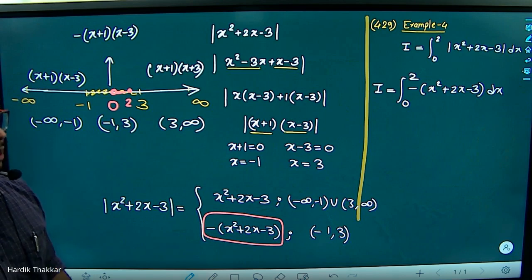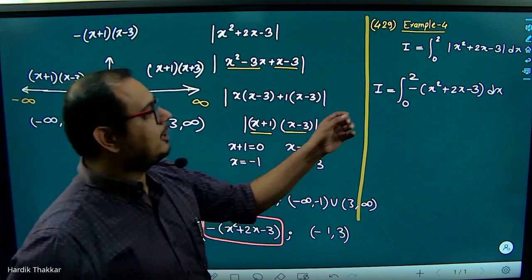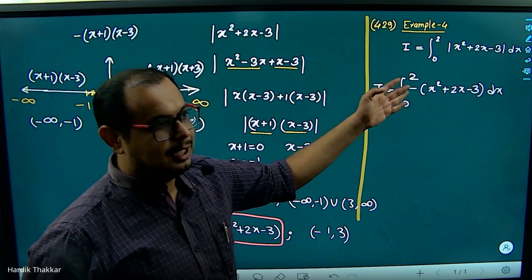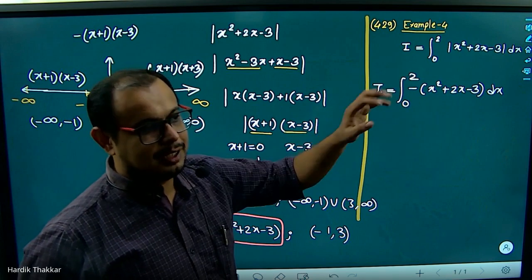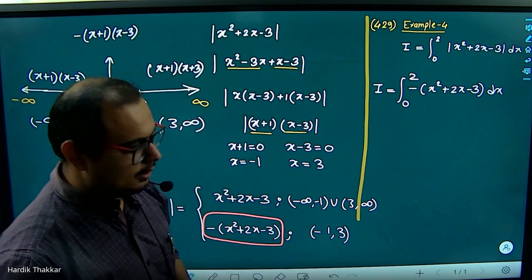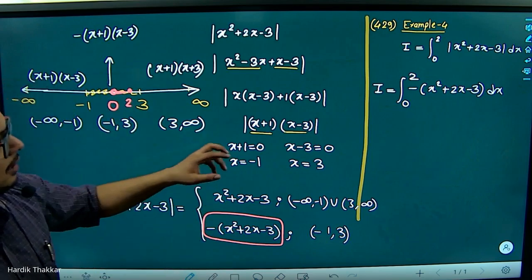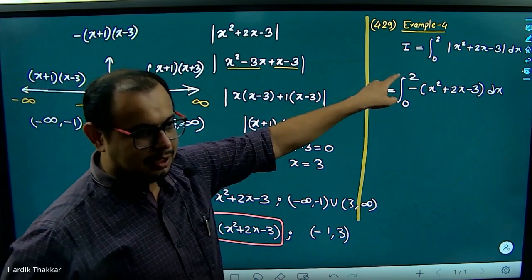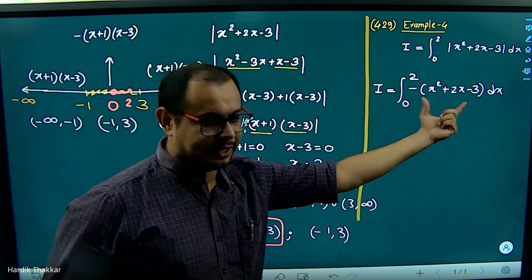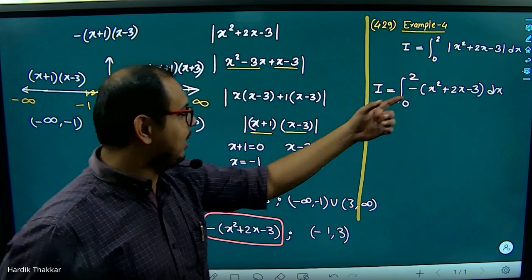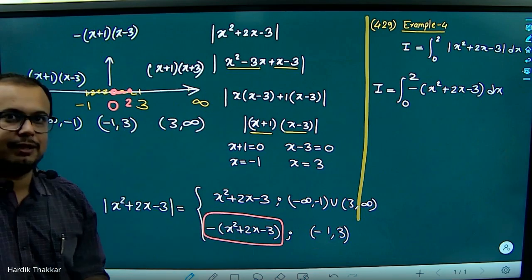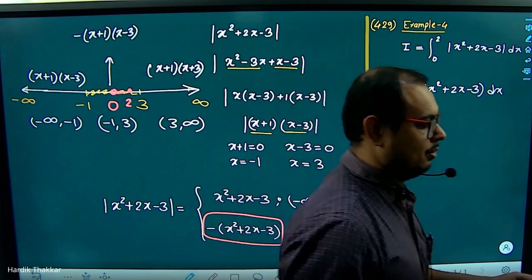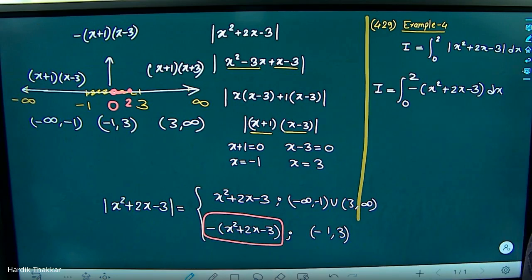Okay. Suppose the integral was from 0 to 5. Let us consider the limits are from 0 to 5. Then how can we solve that? We will consider the limit from 0 to 3, and for that interval we will take the negative value. And from 3 to 5, we will take the positive value, because after 3, we are getting positive value of the function. Correct? Shall we clear? Yes, sir. Okay. So that's it. Now you can integrate and apply the limits and you'll get the answer.